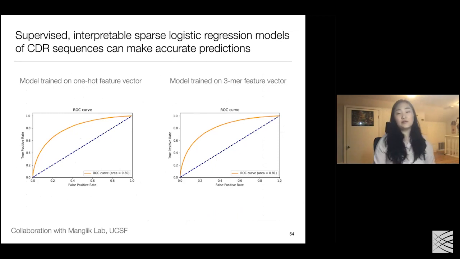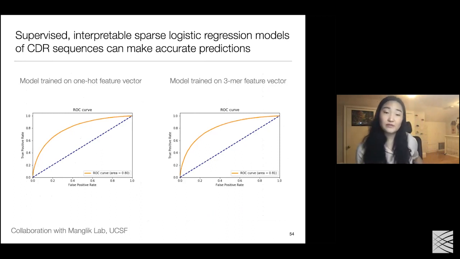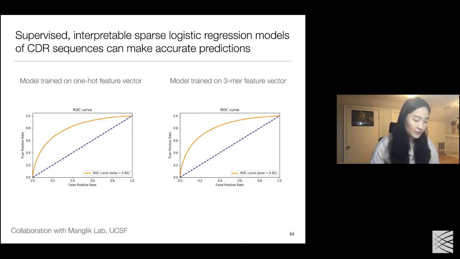Now that we have a robust split, we can train a supervised, interpretable, sparse logistic regression model of CDR sequences. And we see that we can make accurate predictions. On the left is a model trained on a one-hot representation of the sequence, and on the right is a model trained on a k-mer representation of the sequence. A k-mer representation means that we take the 1-mer, 2-mer, and 3-mer compositions of the sequence, construct a feature vector, and learn a logistic regression model. And we get decent AUCs of around 0.8.